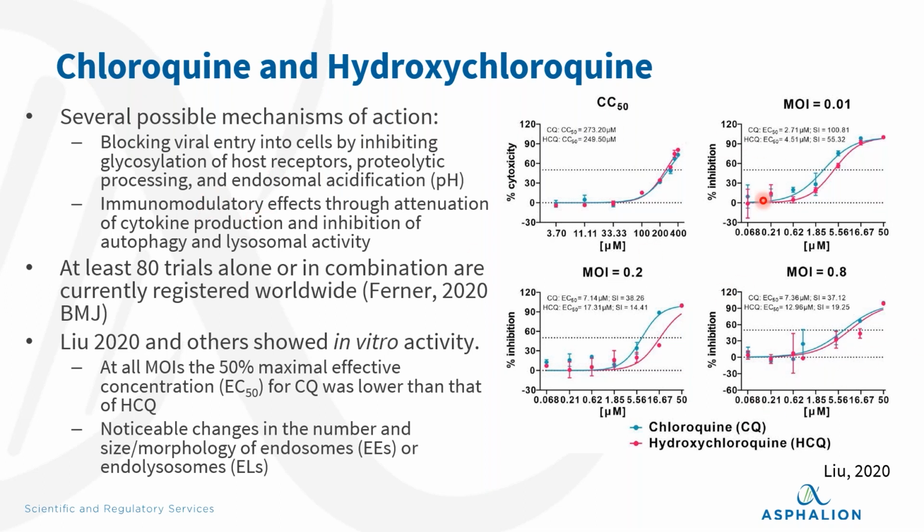Here I've just presented a little bit of the in vitro data from this paper from Liu that basically shows you, at different multiplicities of infection, so different concentrations of virus as it were, and different concentrations of drug, whether you get inhibition or not of infectivity. And you can see that it does appear to work, but that's obviously just in vitro data. There are about 80 clinical trials ongoing or registered at the moment for use of these compounds in the treatment of COVID. So it's obviously of high interest to a lot of people.